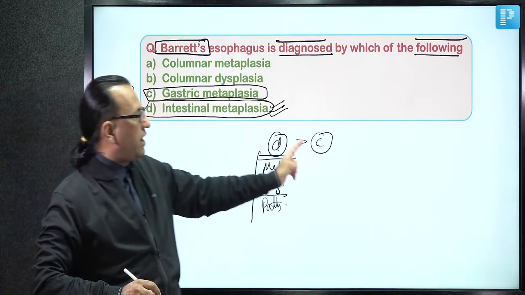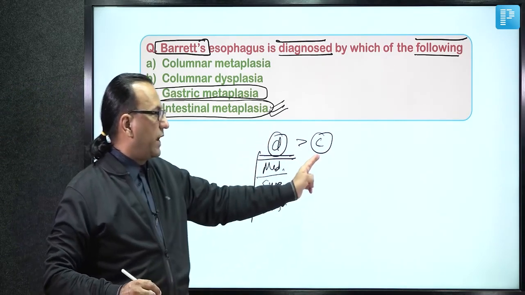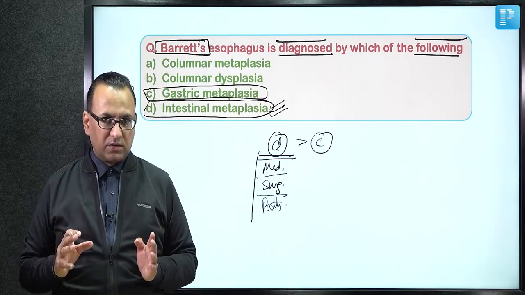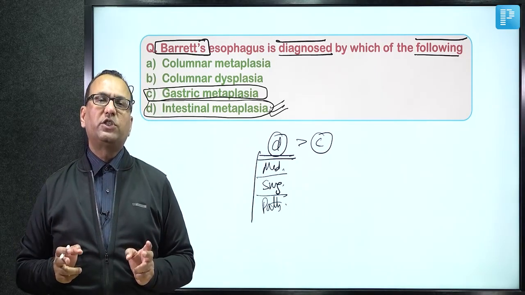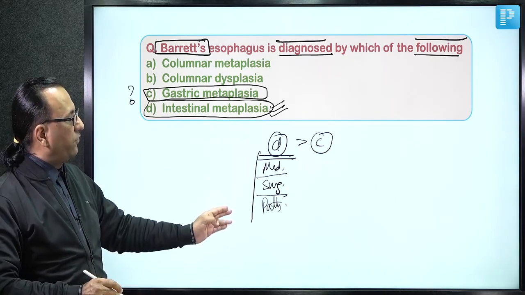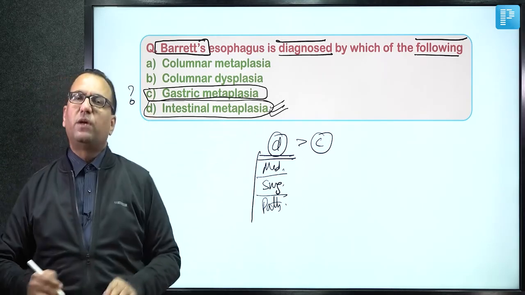D is a better answer than C. There are 3 books going in favor of D and 1 book going in favor of C. And we are nobody to judge the correct answer. This is definitely a controversial question. And according to my experience, I'm telling you, it'll be better if we go for intestinal metaplasia as our first answer. Because let me show you the paragraphs now.